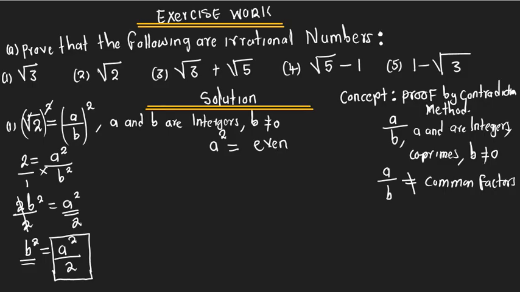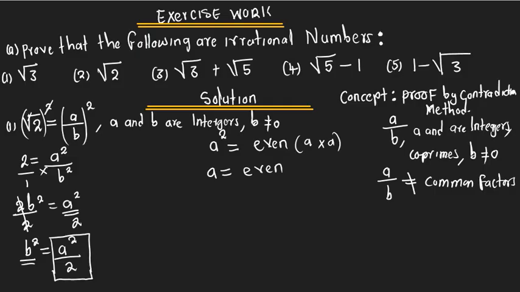Okay? And we know that a to the power 2 is the same as a times a. And since we said that a to the power 2 is an even number, we know that even number multiplied by even number is equal to even number. Odd number multiplied by odd number is equal to odd number. Henceforth, a itself is also even.